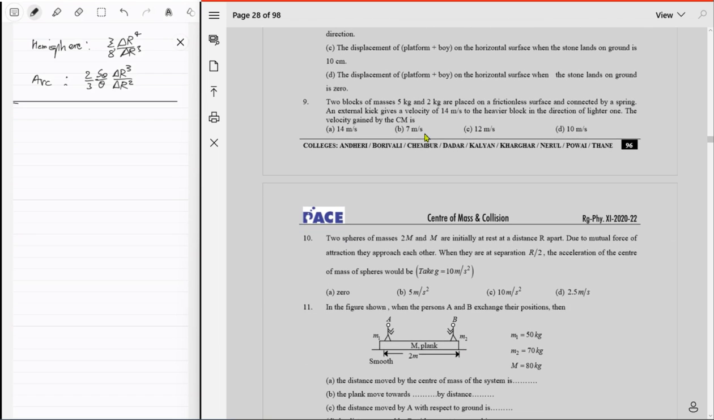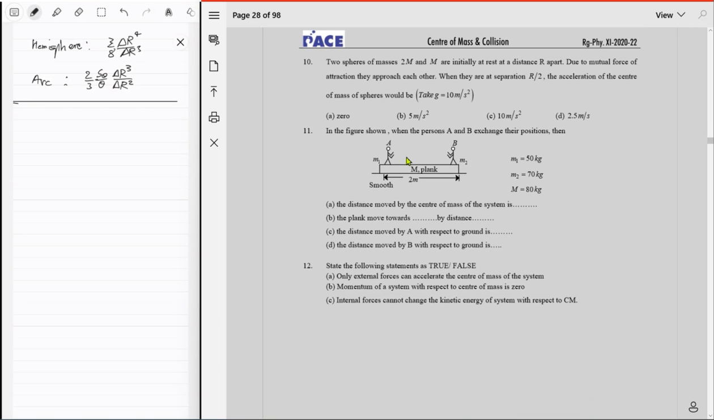Two blocks of mass something placed on a frictionless floor, connected by a spring. An external kick gives a velocity of something to the heavier block. Seriously, it doesn't even matter what the spring is doing, does it? Yeah, doesn't even matter. To the heavier block, so to the 5 kg block, which is the momentum, the velocity is just 10 meters per second. That's a no-brainer.